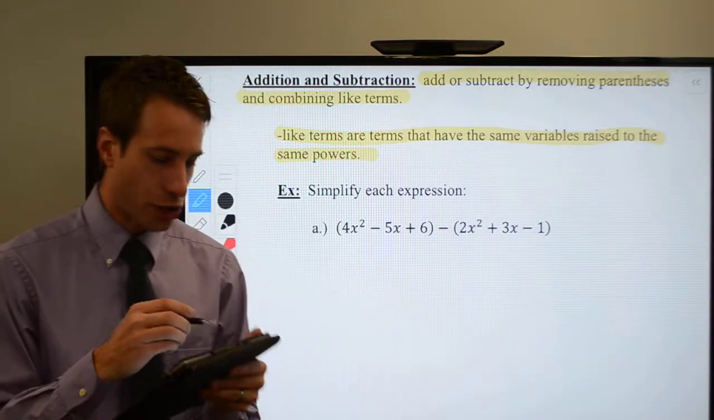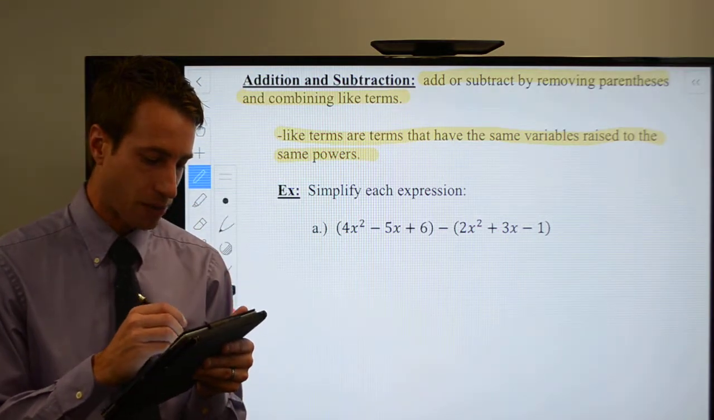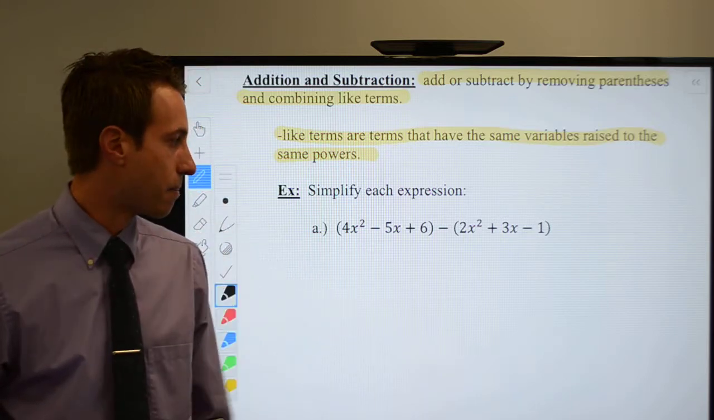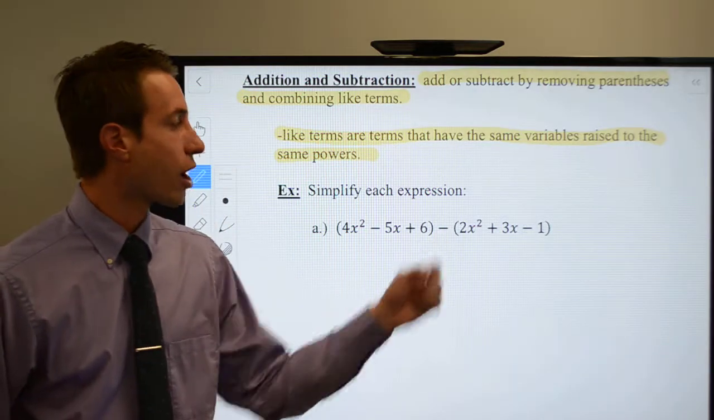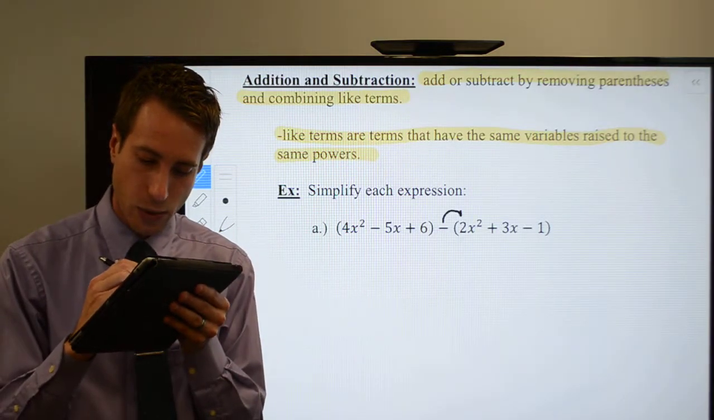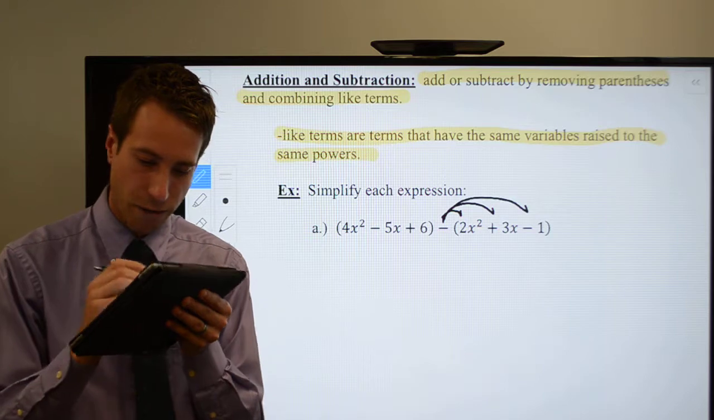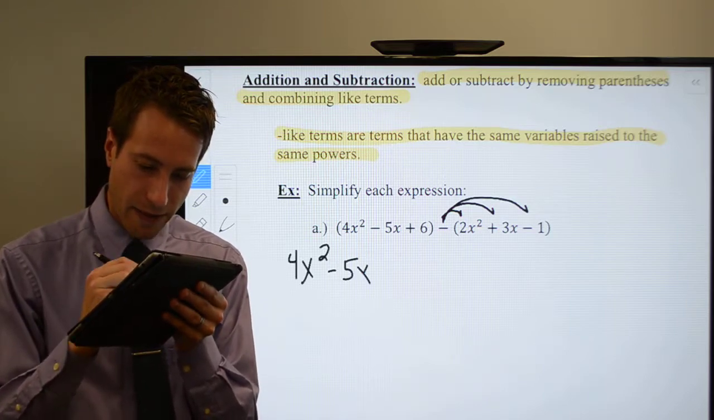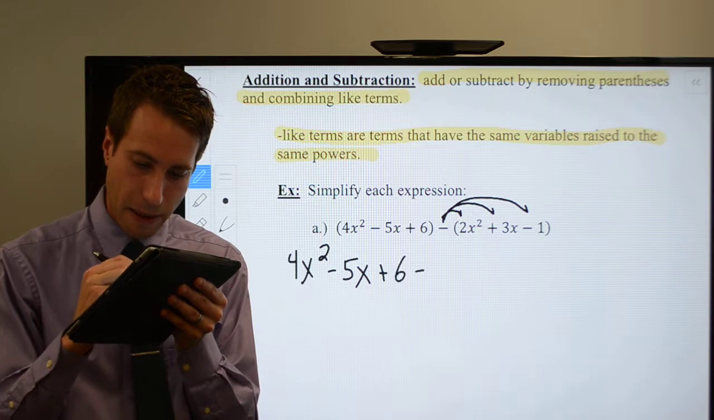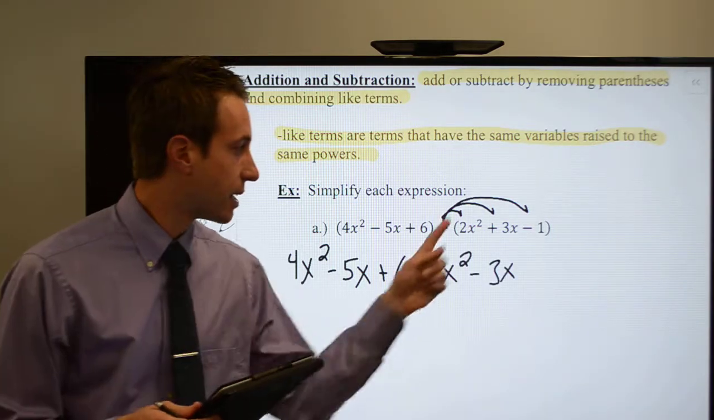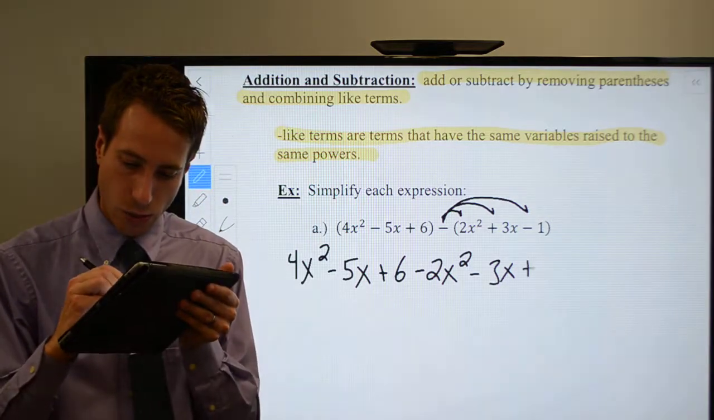So here we go. Let's jump right into these. I got a few example problems for you. We're going to fly through them because, like I said, it's really pretty straightforward, combining like terms. Here we go. We're starting off with subtraction. Don't forget to distribute that subtraction sign. So we're going to draw my little arrows so I don't forget. 4x squared minus 5x plus 6 minus 2x squared minus 3x, negative times a negative, plus 1.